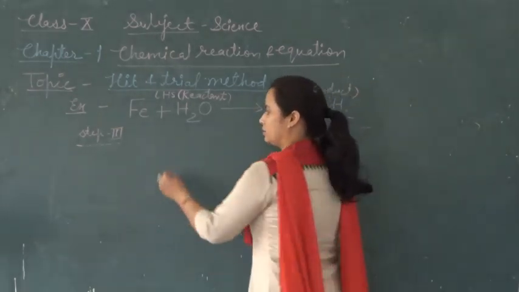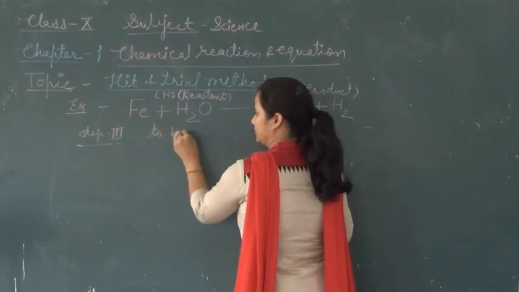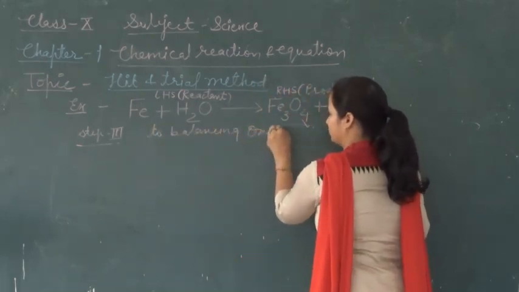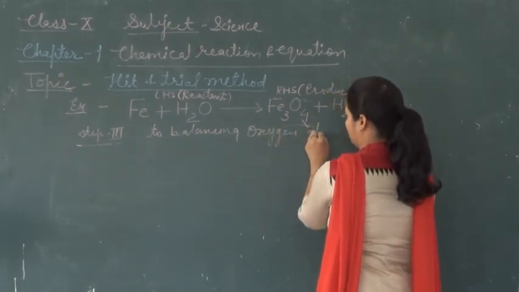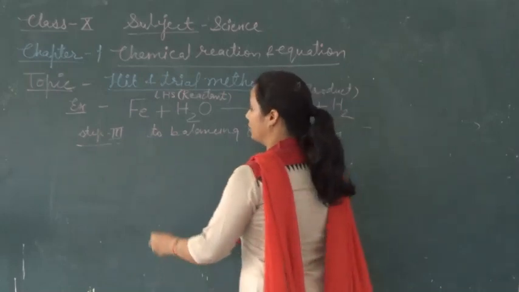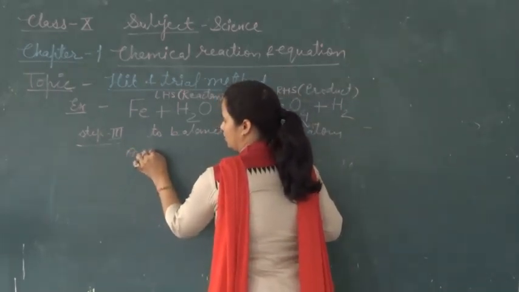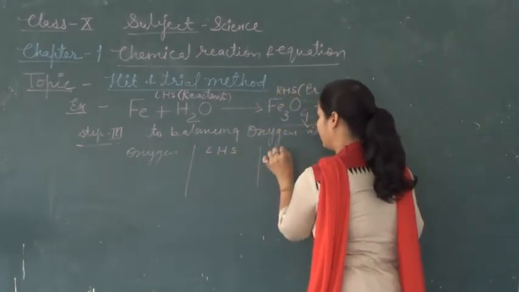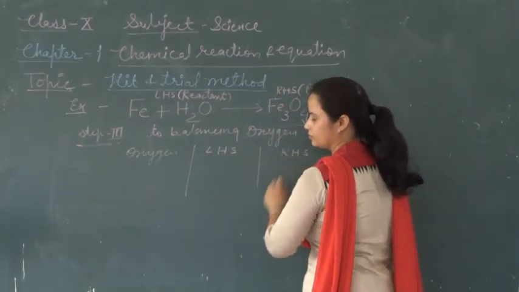So the third step is first balancing the oxygen atoms in a compound. So how do we balance oxygen at the left hand side and at the right hand side?